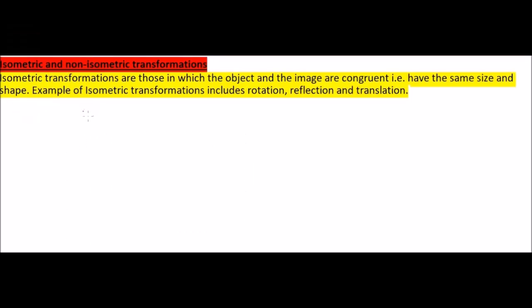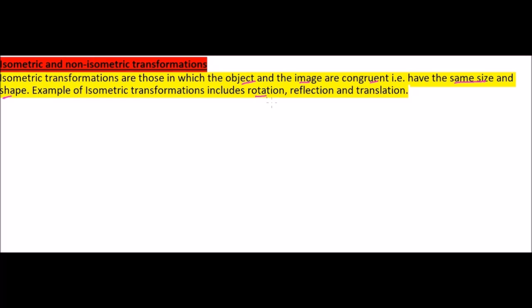So from stretch, now we look at the isometric and non-isometric transformation. Isometric transformations are those in which the object and the image are congruent. In this case, what we mean is that the object and the image are of the same size and the same shape. Examples of isometric transformation include rotation.